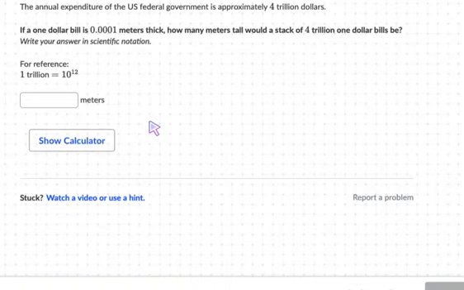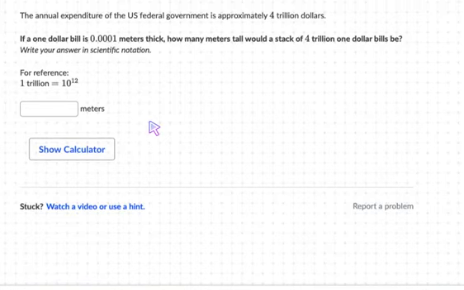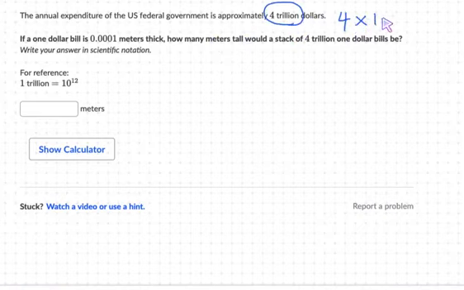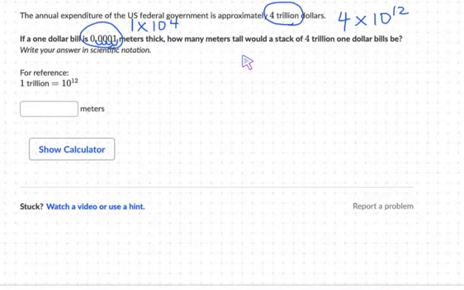All right, so the U.S. spends $4 trillion. Let's go ahead and change that to 4 times 10 to the 12th power first. And then they said $1 bill, let's change that to its power, is 1, 2, 3, 4 to make it into 1. So 1 times 10 to the 4th power. How many meters tall will a stack of 4 trillion $1 bills be?